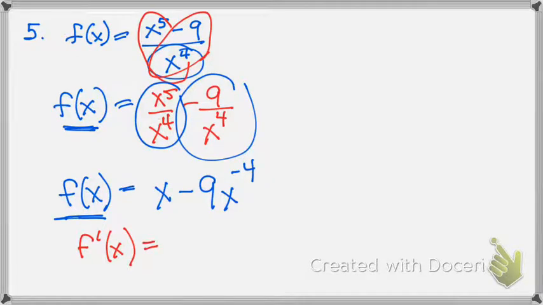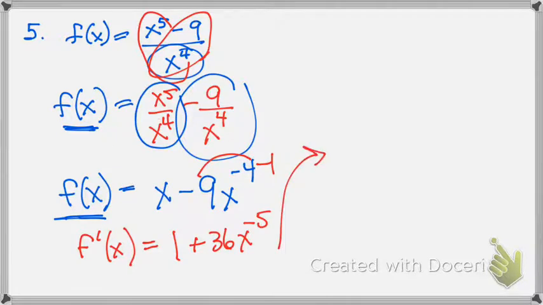Now the derivative of x is 1. And the derivative of the second term is going to be positive 36 x to the subtract 1, and you get negative 5. And rewrite that with the positive exponent. So my final answer would be 1 plus 36 over x to the 5th.